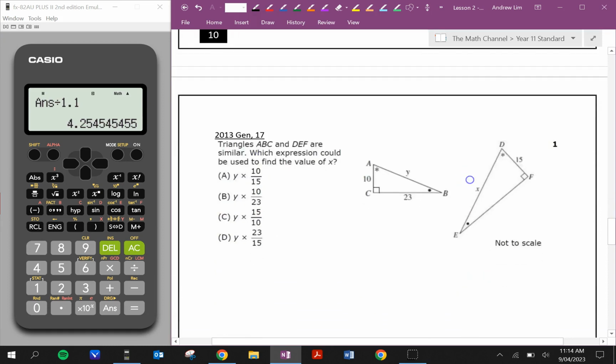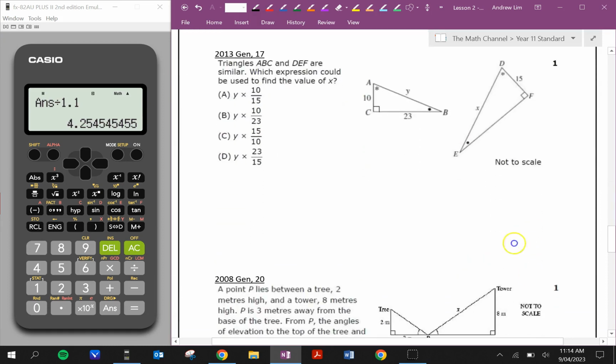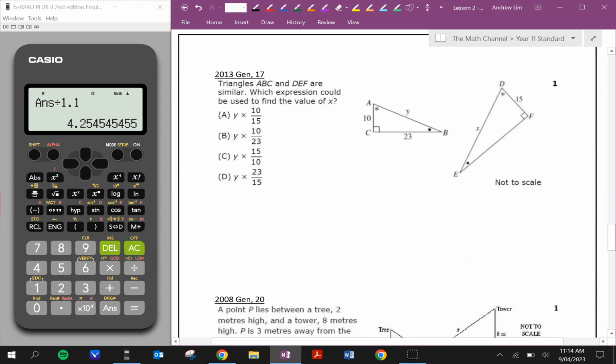All right, let's have a look at some HSC questions. Pause the video, have a go with this one. All right, triangles ABC and DEF are similar. Which expression could be used to find the value of x? So x is here, right? We can see that this side matches with this one. It's pretty obvious that they match.